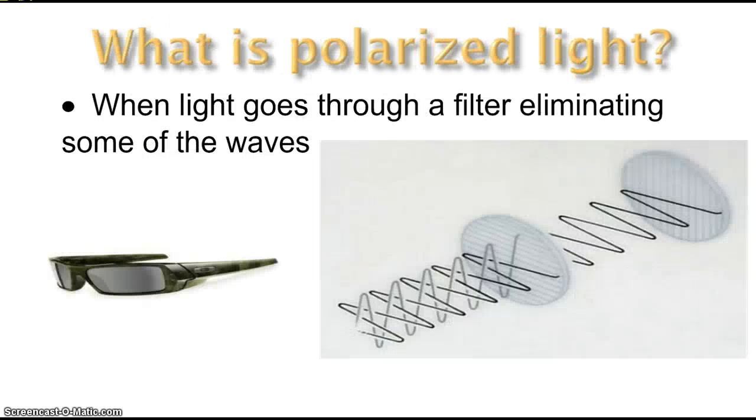Polarized light: when light goes through a filter, it eliminates some of those waves. These are very popular in sunglasses with polarized lenses, and so it blocks some of the waves because of the way the glasses are built. They're polarized lenses.